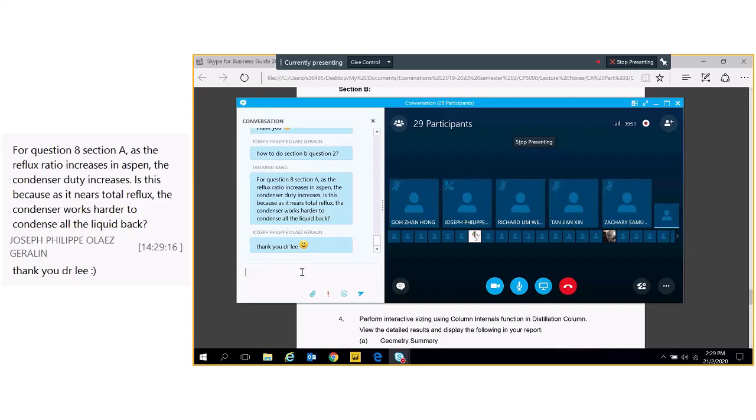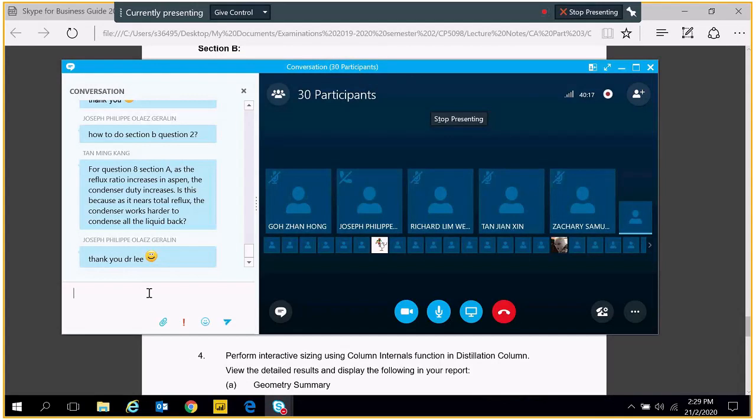Yes. Okay, so Min Kang. In this case, if you increase the reflux ratio, now remember the mass balance: the reflux flow rate plus the distillate flow rate is a constant, assuming all the other things are unchanged. So if you increase the reflux ratio, the reflux flow rate goes up. Now remember, reflux is a cold stream, and distillate is also a cold stream, because they come from the condenser, so they must be cold.